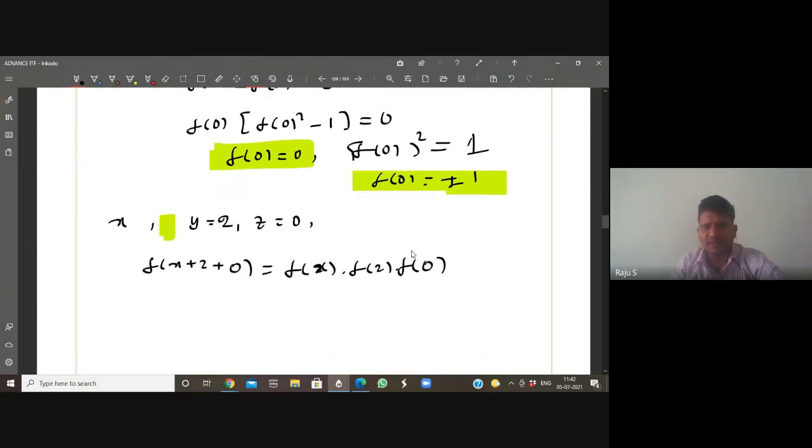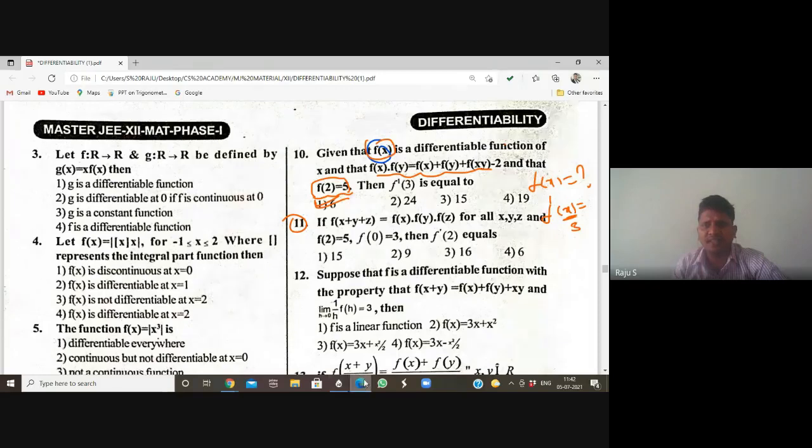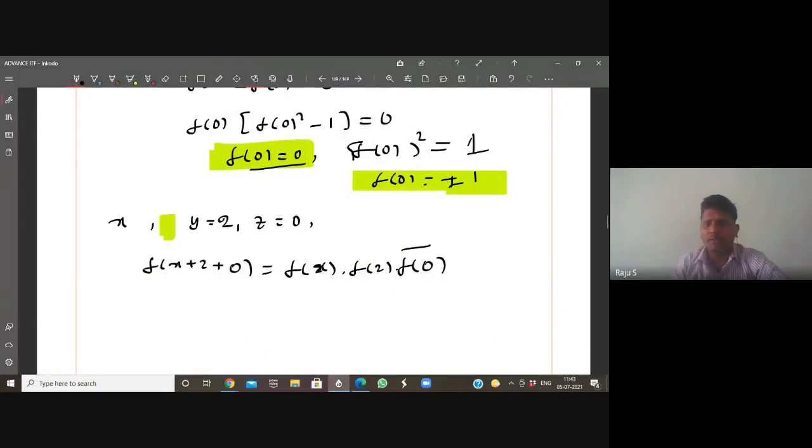See here, if f of 0 is 0, what will happen? f of x plus 2 becomes 0. But given option, they given 15, 9, 16. So this condition is wrong. Okay, I think this is f dash of 0. Student, I think it is f dash of 0. Let's see whether that is f dash of 0 or not.